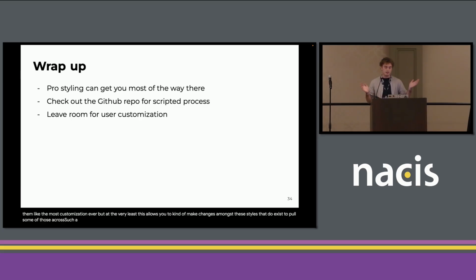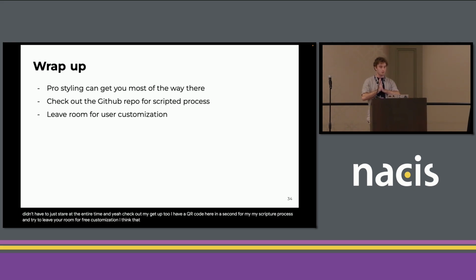So to wrap up, Pro styling can get you most of the way there, and that's what I was really excited about with this process: I didn't have to just stare at a JSON the entire time. And yeah, check out my GitHub repo. I have a QR code here in a second for my scripted process. And try to leave room for user customization.